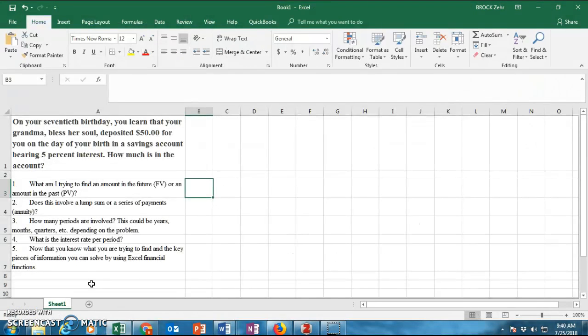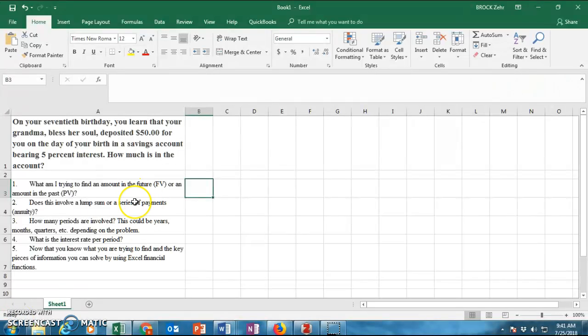So let's do a couple of sample problems. Here's the information. On your 70th birthday, you learned that your grandma, bless her soul, deposited $50 for you on the day of your birth in a savings account bearing 5% interest. How much is in the account today?